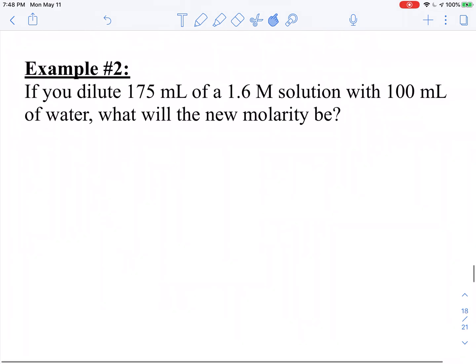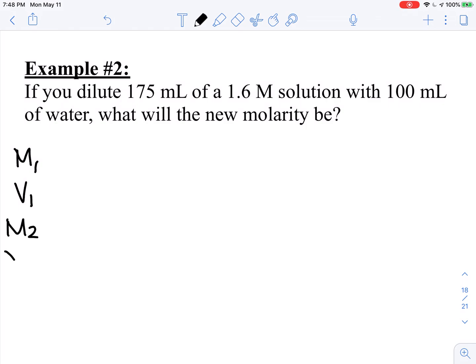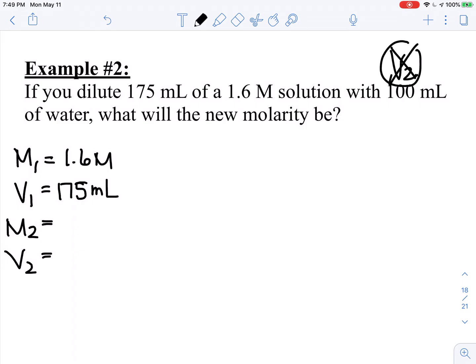Second example problem. If you dilute, well, first of all, before I start, let me write down my list again. M1, V1, M2, V2. So if you dilute 175 milliliters, that's the first volume I see, so I'm going to write it down, of a 1.6 molar solution, so that's my first molarity, and those two go together, with 100 milliliters of water. So that is actually not my V2. That is not V2. Nope. That's telling me how much water I added in to do the dilution.